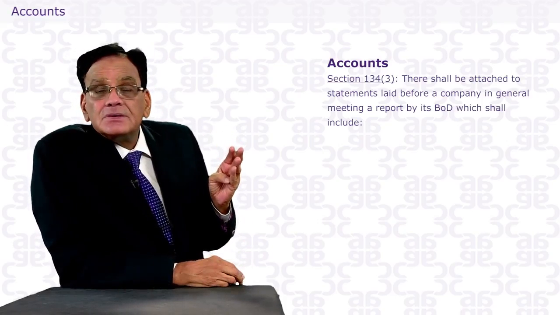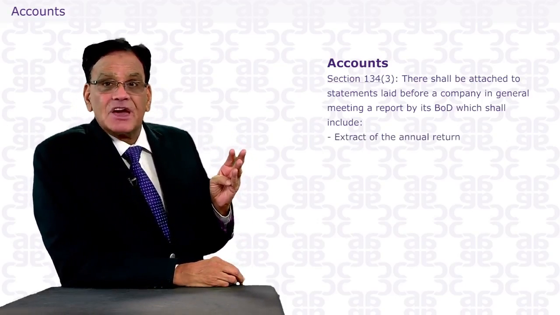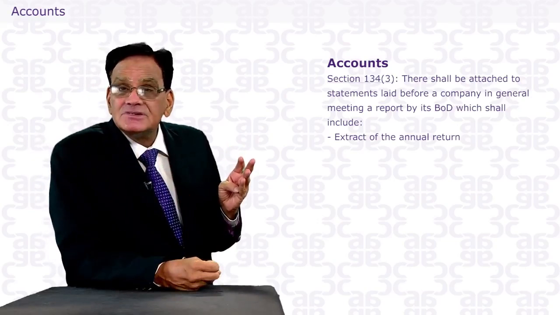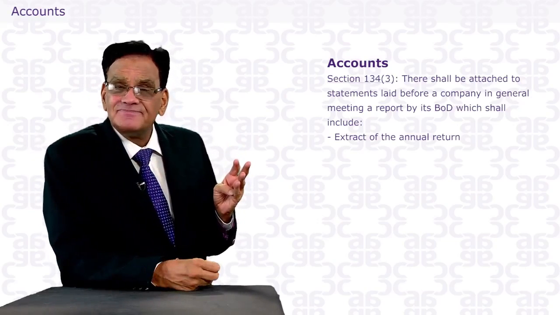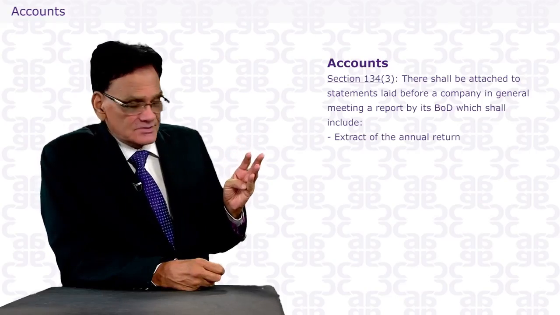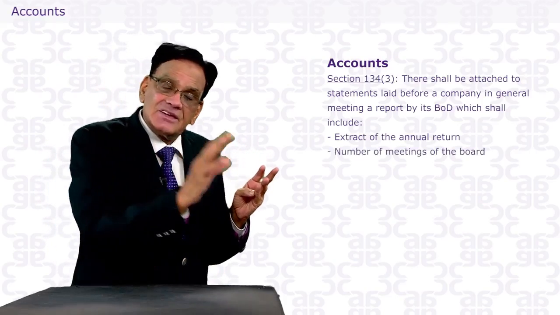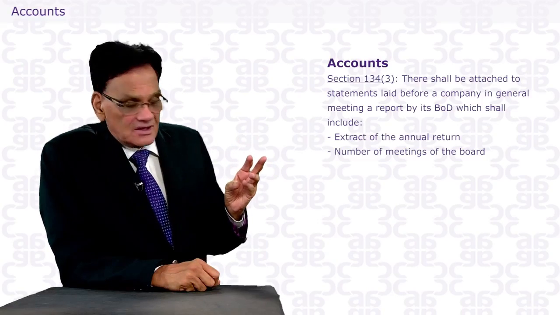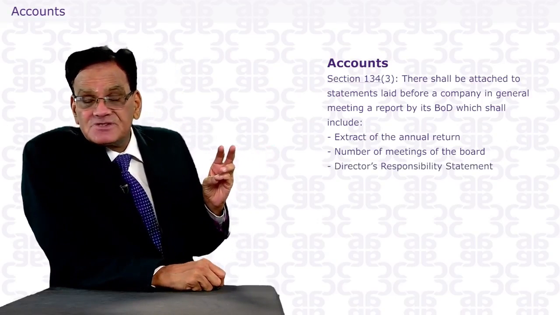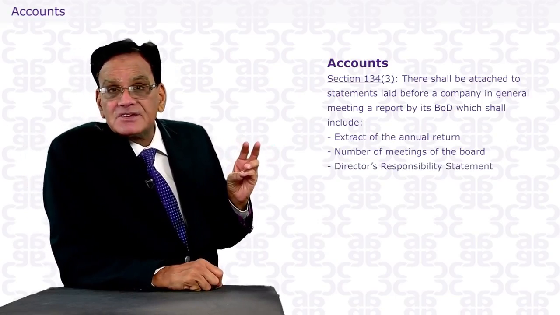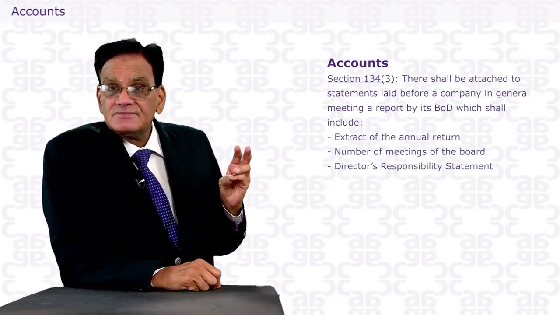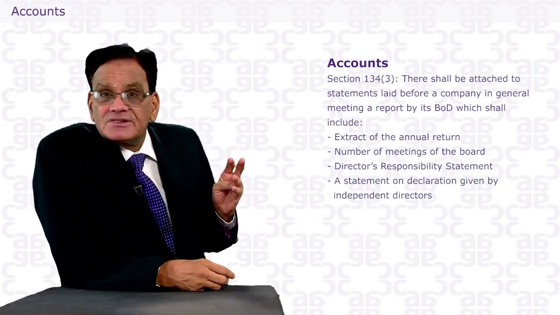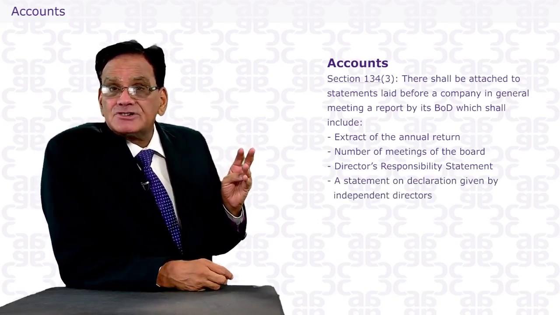Number one, the board of directors report will include the extract of the annual return under section 94. We prepare the annual return, and an extract of it will be incorporated in the board report. Then, how many meetings we had in the preceding year; the report will include the number of meetings. The board report will include the director's responsibility statement, popularly known as DRS. The board report will also include some observations of the independent director made under section 149 of this new act.